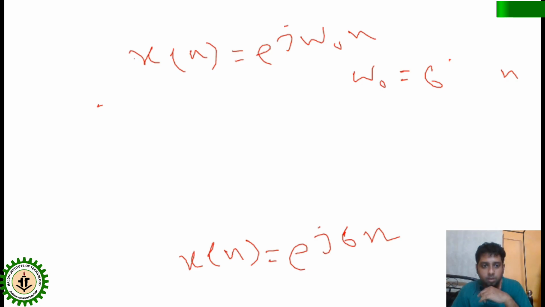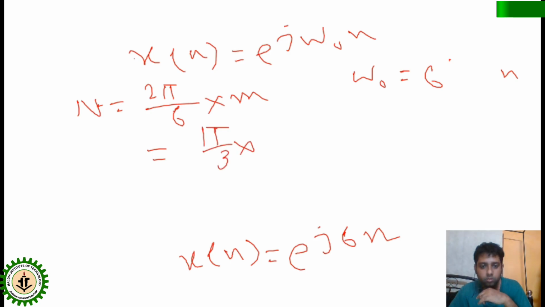Okay, now if we write the expression, n is equal to 2 pi by omega naught, that is 2 pi by 6 into m, that is pi by 3 into m. Now if we take any integer value of m, n cannot be an integer, because of the presence of pi. So that type of signal is not periodic because of the existence of pi. So this type of signal is called an aperiodic signal.